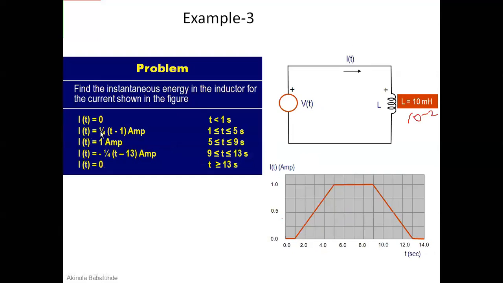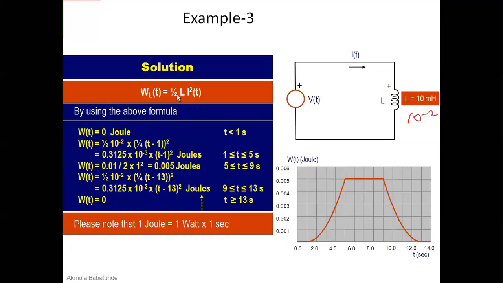The second current is a quarter t minus 1 amperes, and then we have a time range here. You go ahead and say, okay, half L is 10 raised to the power minus 2 times 1 over 4 t minus 1 squared. When you expand all of these, this is what you are going to have as the expression here. This is just simple mathematics. So you have this expression for your energy. We have the time limit remaining the same.